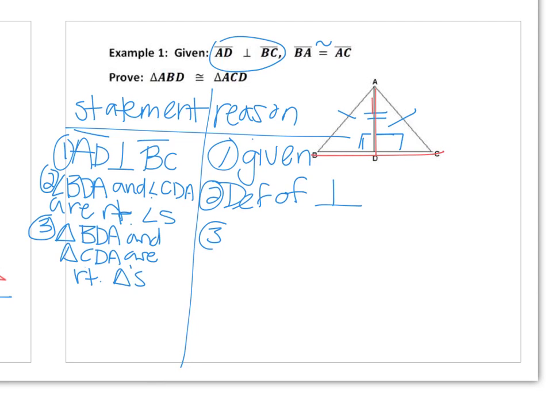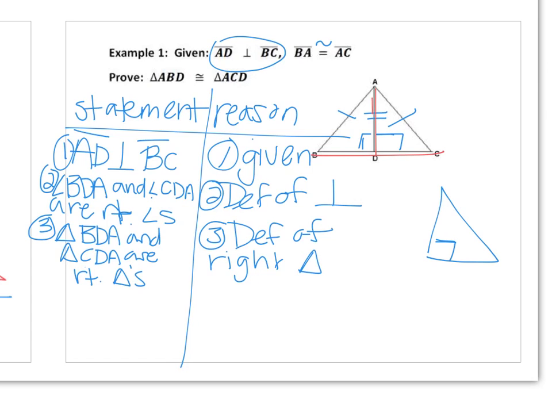And the reason would be the definition of right triangle. Think about that. If you have a right angle in a picture, in a triangle picture, doesn't that mean that this is a right triangle? So that's the definition of right triangles.